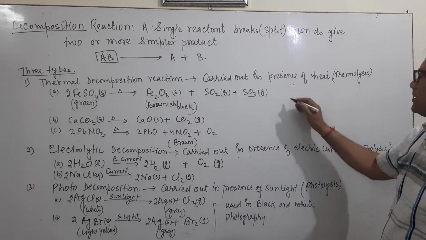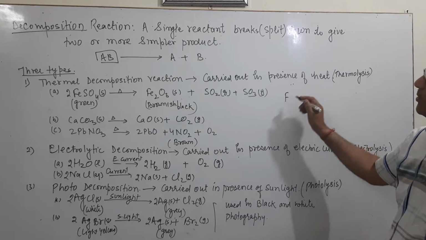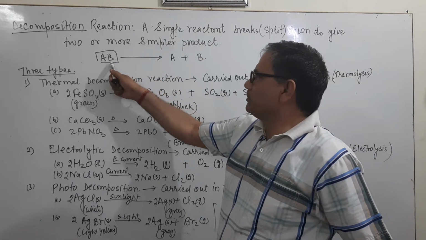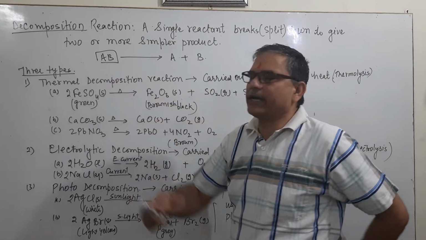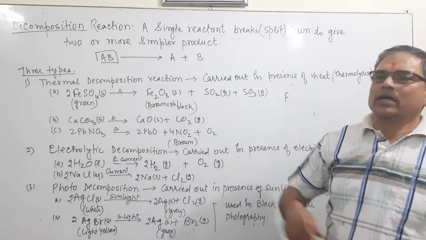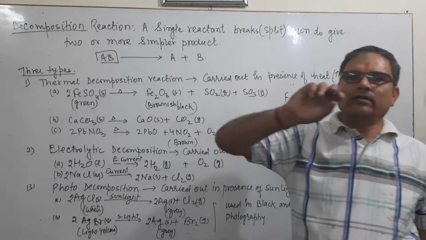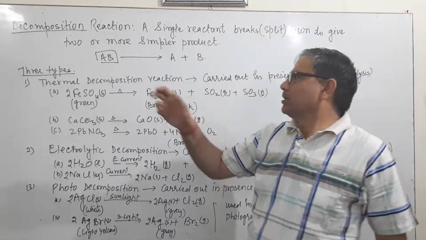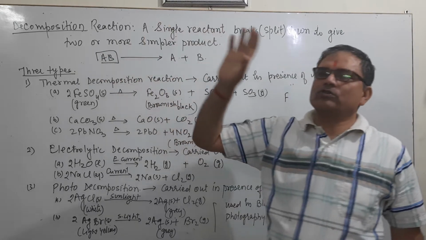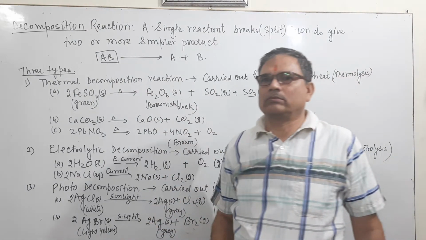Decomposition reaction, first example is mentioned here. AB is the single reactant in which there is some catalyst used to break it down.